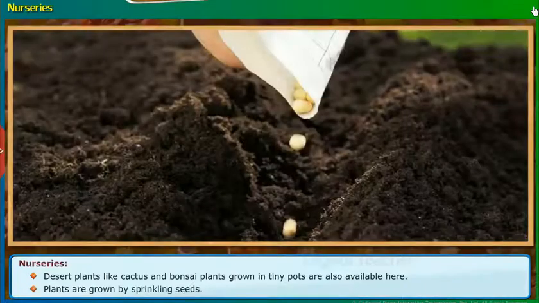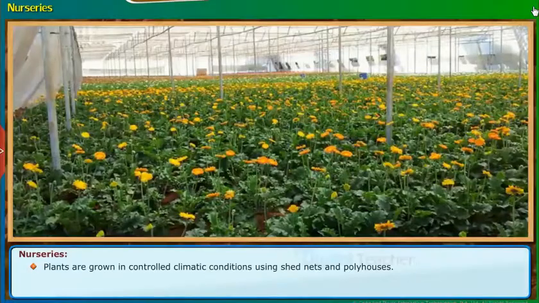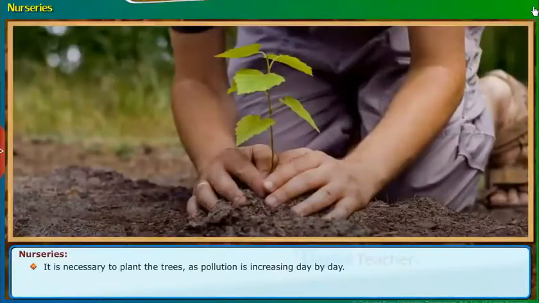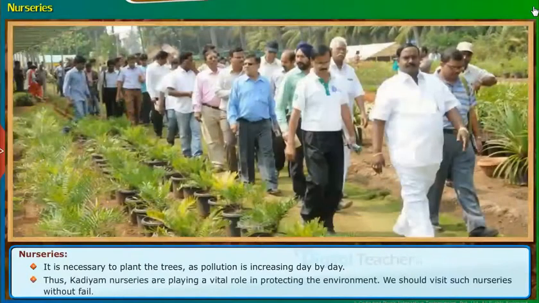Plants are grown by sprinkling seeds. Plants are grown in controlled climatic conditions using shed nets and poly houses. Growing diverse varieties of plants found in deserts, polar regions and moist regions together in one place itself proves to be a model of biodiversity. It is necessary to plant the trees as pollution is increasing day by day. Thus, Kadiyam nurseries are playing a vital role in protecting the environment. We should visit such nurseries without fail.